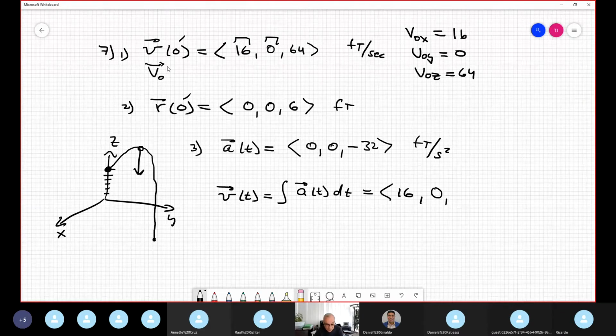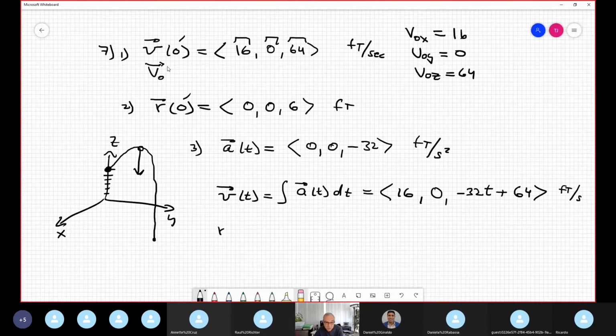And the antiderivative of minus 32 is minus 32 t, linear, plus a constant, and the constant is the initial velocity in the z direction, que is 64. Okay, and we have in my hand now the vector value function que represent the velocity, no? It's in feet per second.